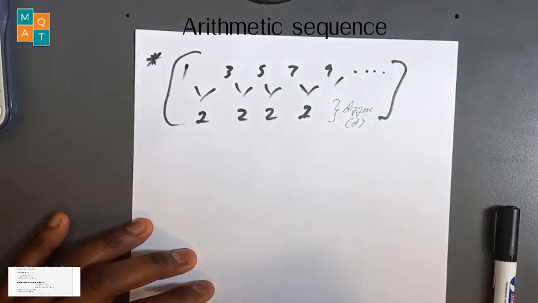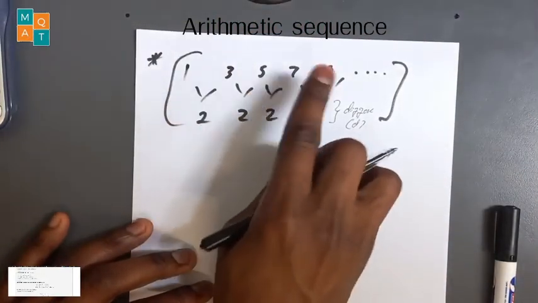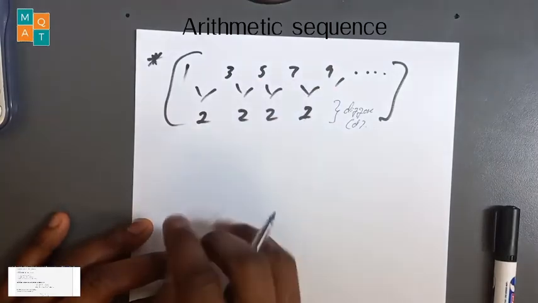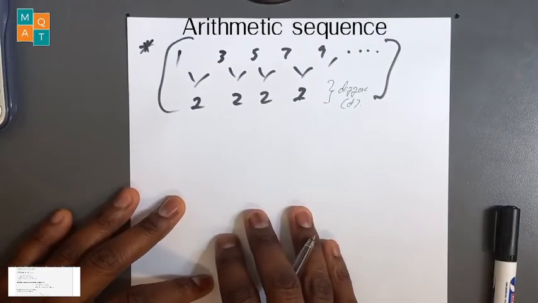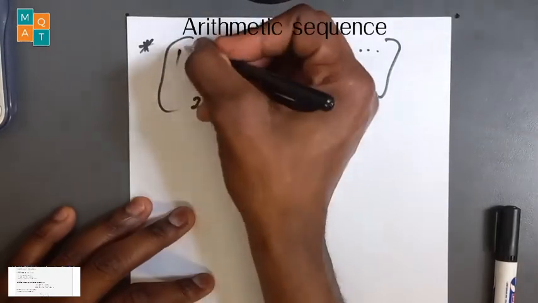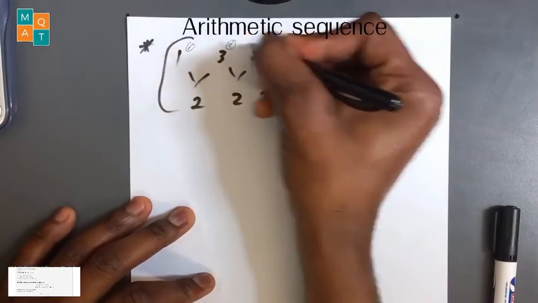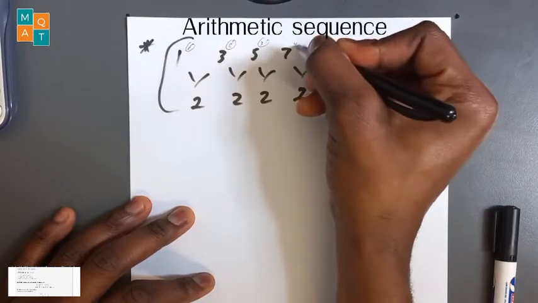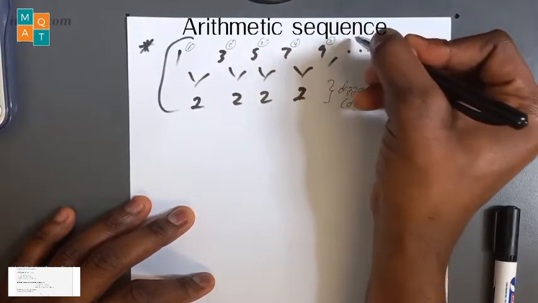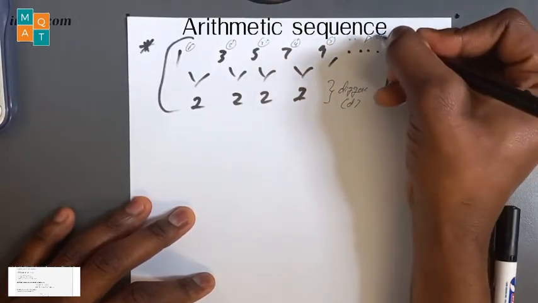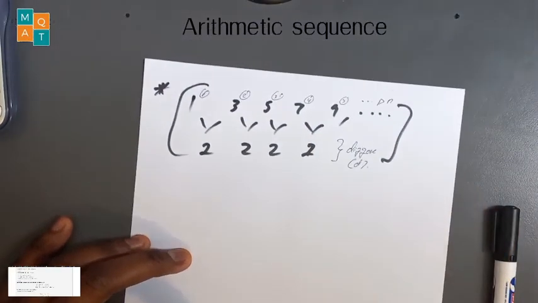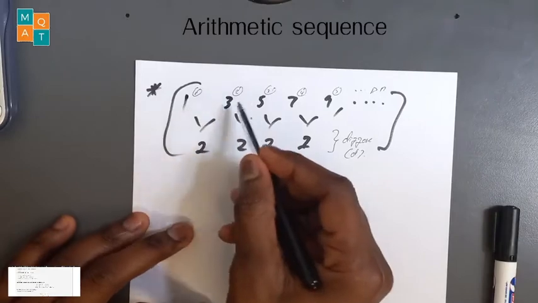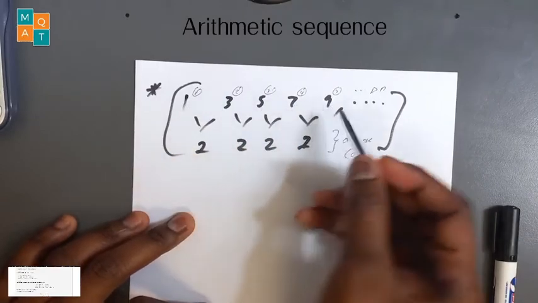Now, let's give these things names as well, because now we're just calling them numbers. Let's rather call them terms. That's what they're called. This is term 1, this is term 2, term 3, term 4, term 5, and the one we don't know, all the way there, is called term n. Mathematically, you can call these the first, second, third, fourth, fifth, and nth.